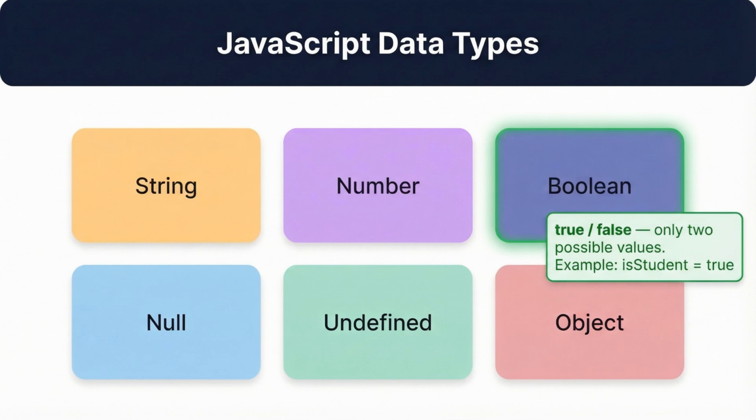Boolean is beautifully simple. It can only ever be one of two values, true or false. Think of it as a yes or no answer. Is this person a student? True or false? Is the user logged in? True or false? Whenever you have a condition that has only two possible states, Boolean is your data type.